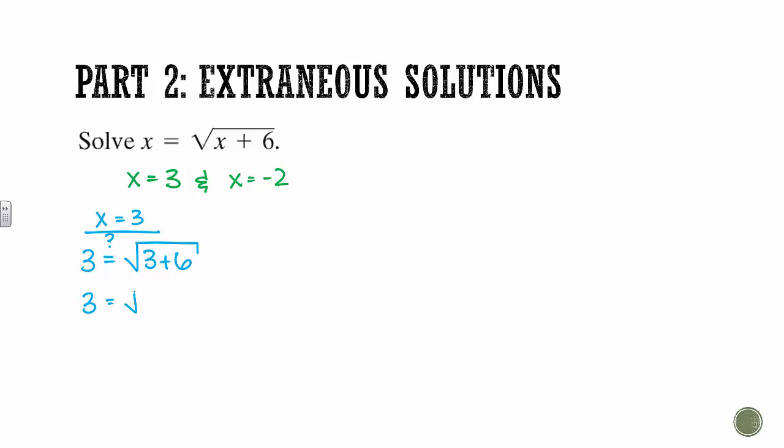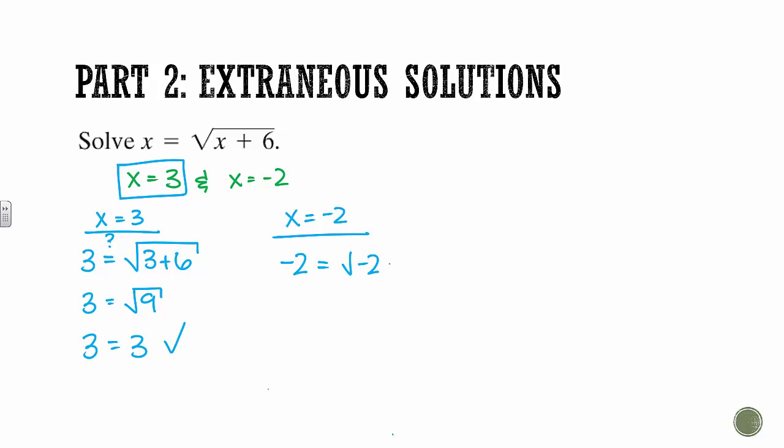So 3 equals the square root of 3 plus 6, which is the square root of 9, and we get 3 equals 3. This is definitely true, so 3 is a solution. But now if we try plugging in x equals -2, something a little different is going to happen. Everywhere that we substitute this in, we get something like this. And the square root of 4 is +2, which is really close to -2, but it doesn't work. So this solution right here is extraneous, or extra.